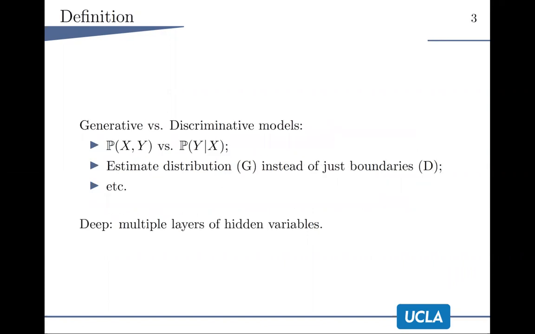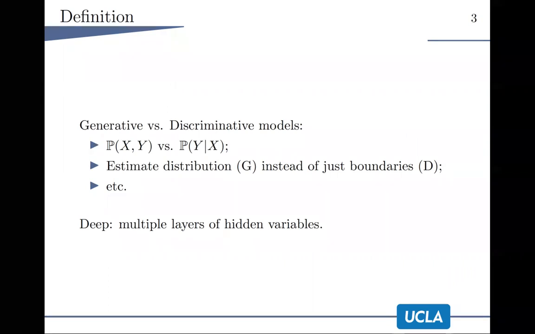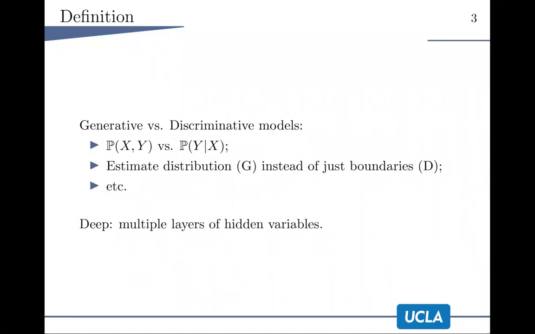And to start with, we first define what a deep generative model is. In deep generative model, the word deep basically refers to the fact that we have multiple layers of hidden variables. And generative model is just a concept that most of us should have already known. It's like being interested in a distribution p(x, y) instead of just boundaries, versus just p(y | x). Yeah, those are the basic concepts.